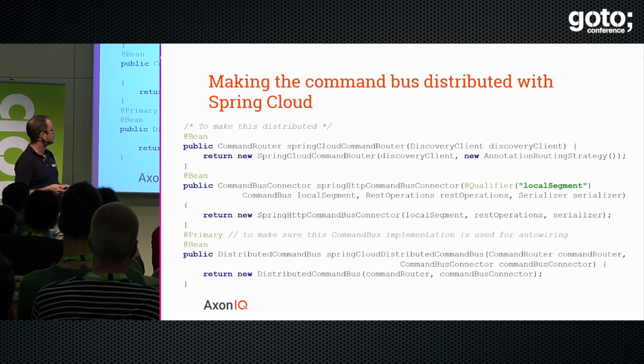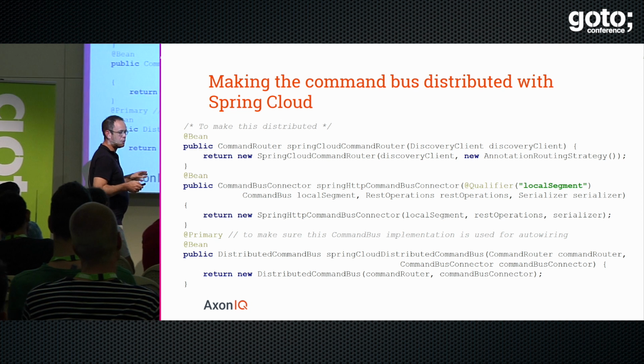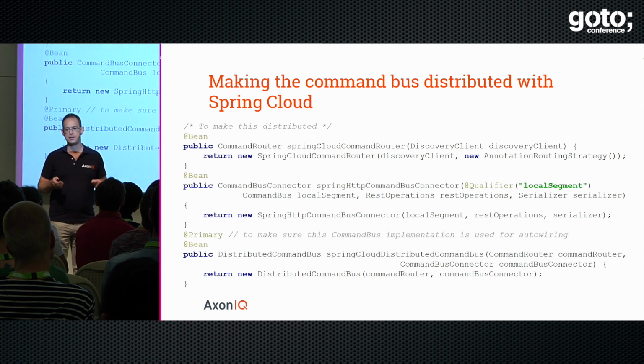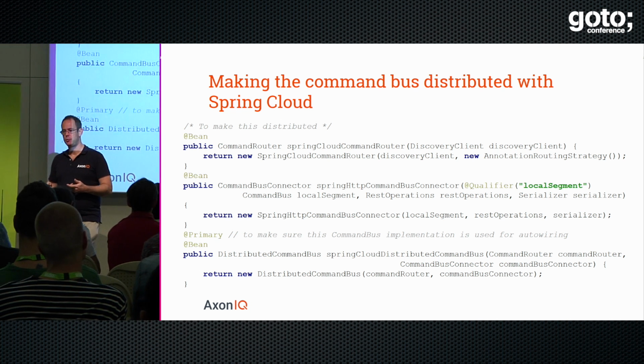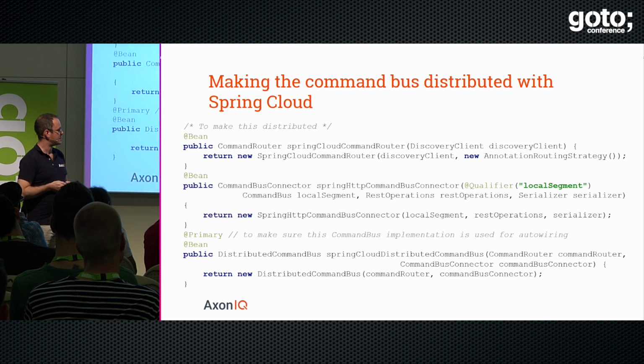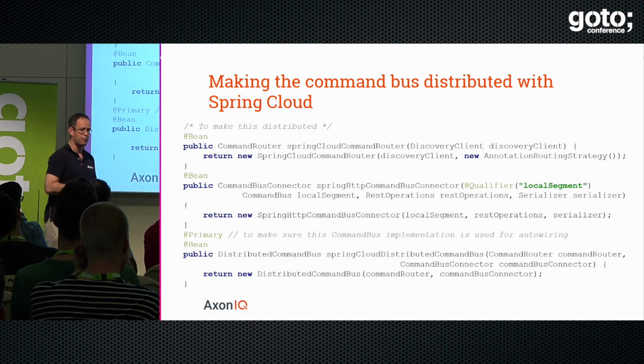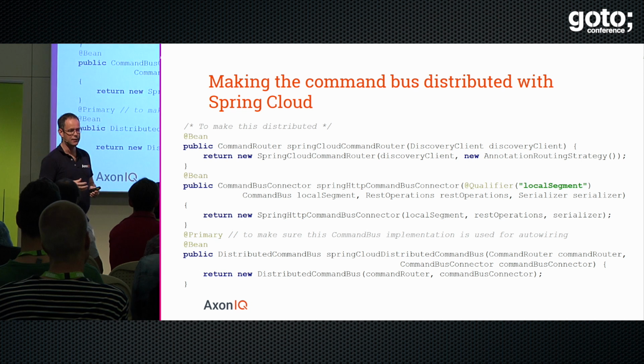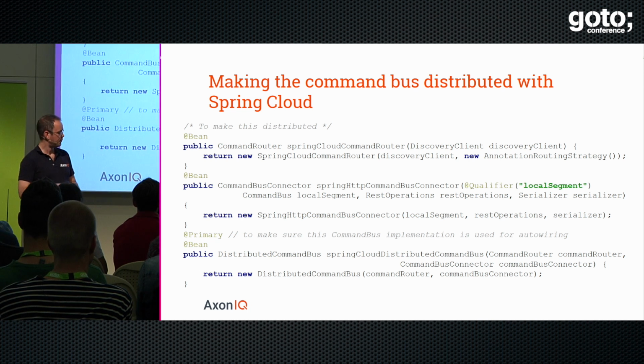You can also use Spring Cloud. That's a little bit more complex to configure, and I won't go into all the details. It's the same concept. Create some additional bean factory methods, and you're in business. The examples that I use are all in Spring. Most Axon Framework users use Spring, but it's not tied to Spring. You can use it without as well.